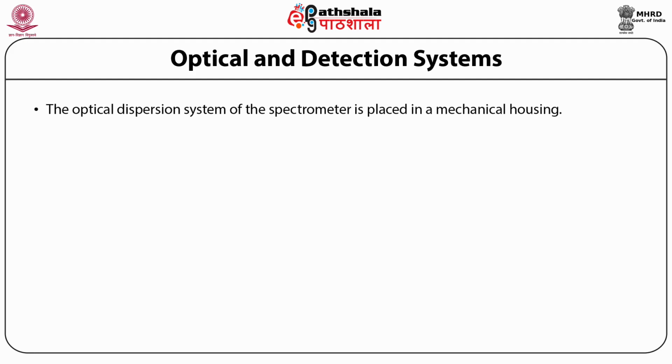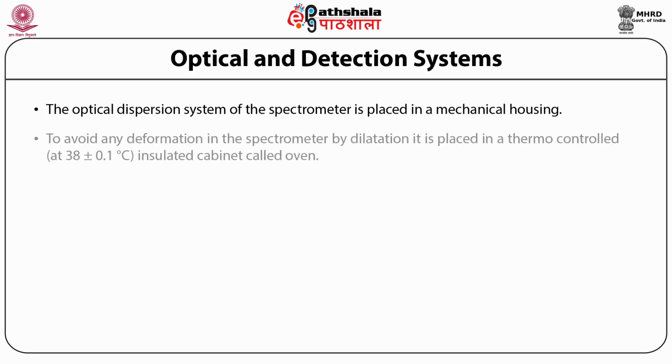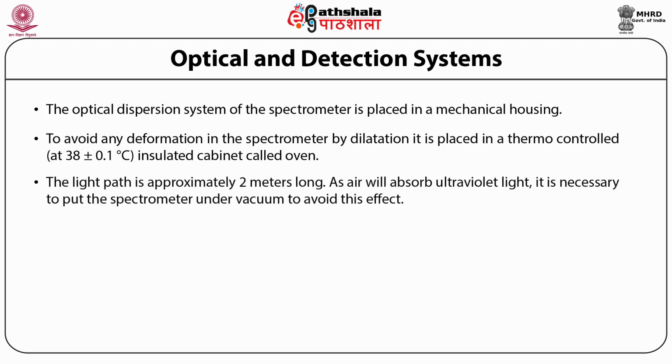The optical dispersion system of the spectrometer is placed in a mechanical housing. To avoid any deformation in the spectrometer by dilatation, it is placed in a thermocontrolled insulated cabinet called an oven. The temperature of this oven is 38 plus or minus 0.1 degree centigrade, because when the spark is generated, a lot of heat is also generated, which may affect the activity of the detector. The light path is approximately 2 meters long. As air will absorb ultraviolet light, it is necessary to put the spectrophotometer under vacuum to avoid this effect.